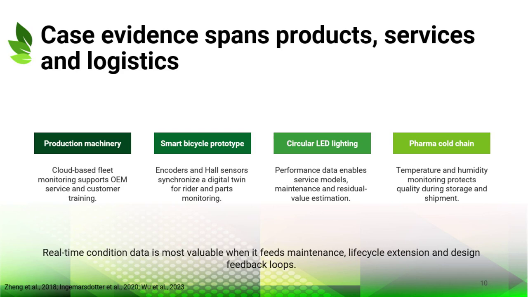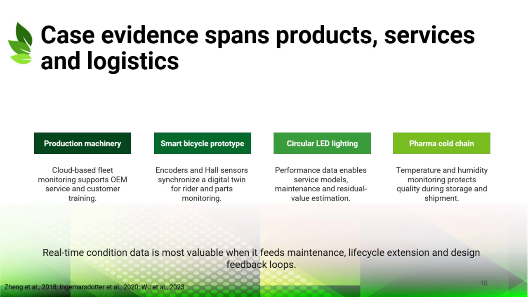The evidence base is broader than machinery alone. The Mirage Smart Bicycle prototype uses encoders and hall sensors to measure steering angles and parts movement. That data synchronizes with a digital twin, supporting real-time monitoring, predictive maintenance, and design improvement.